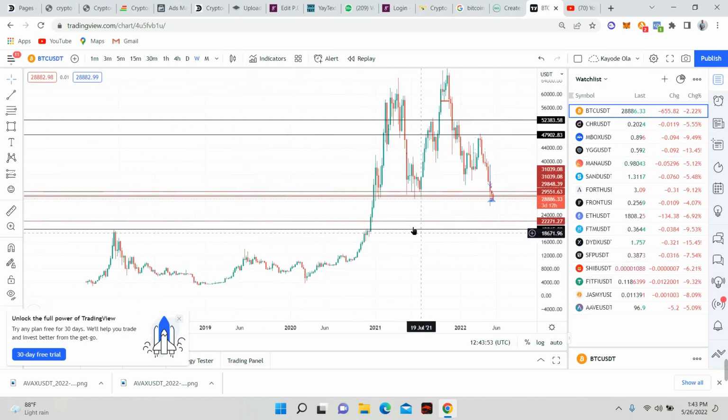As you can see now, I have a resistance line at 22. I have another one at 19. So the bottom of this particular bear market can be from 19K to 22K. Now, am I saying that's going to be the bottom? No, this is not financial advice, guys.